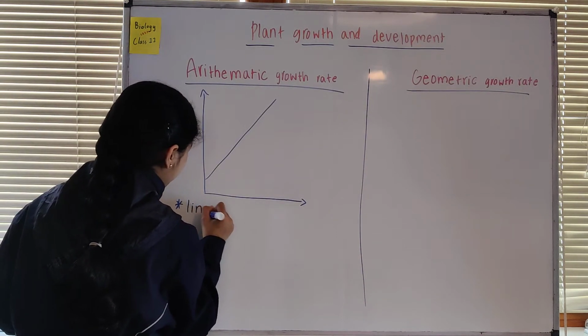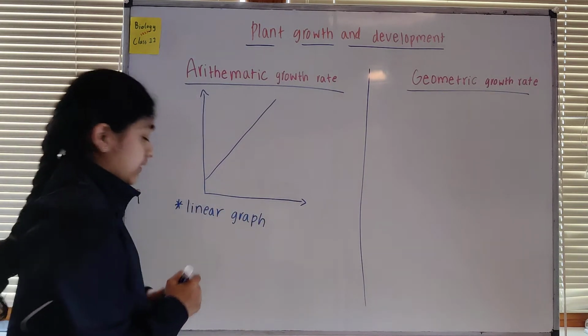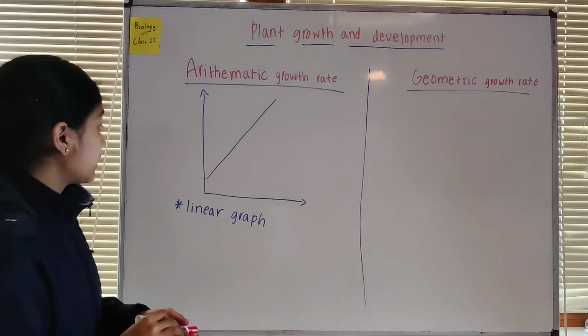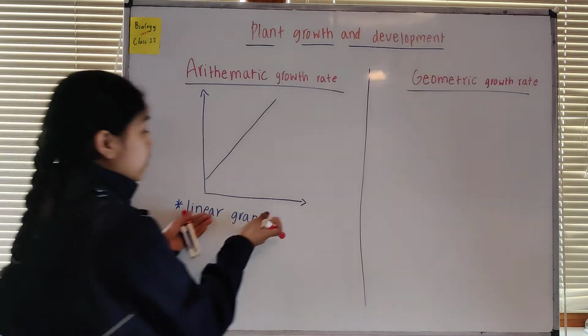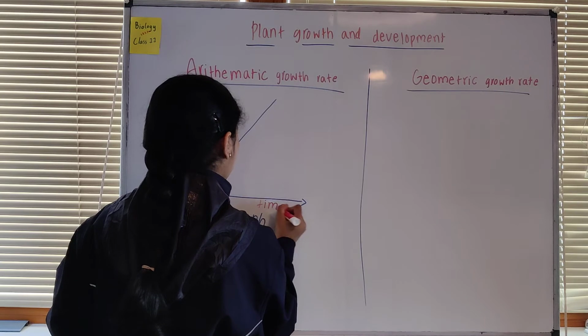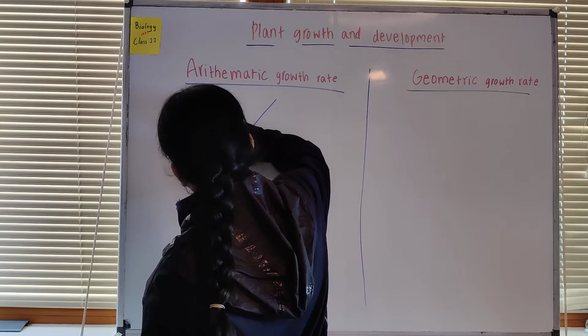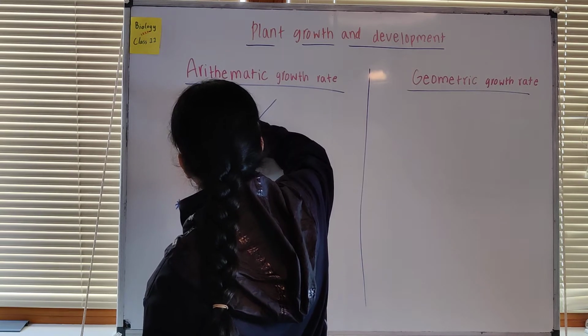It's a linear graph. And now let's look at the formula. Now we have to label the x and y axis. The x axis shows the time and the y axis shows the length or the height of a plant.